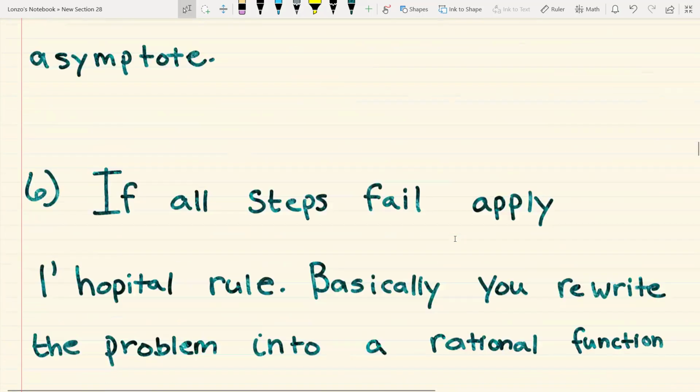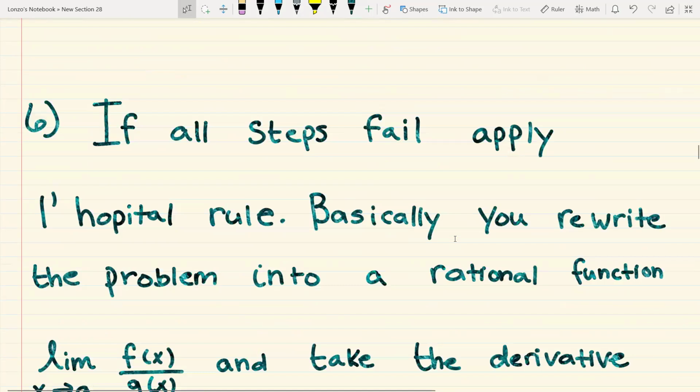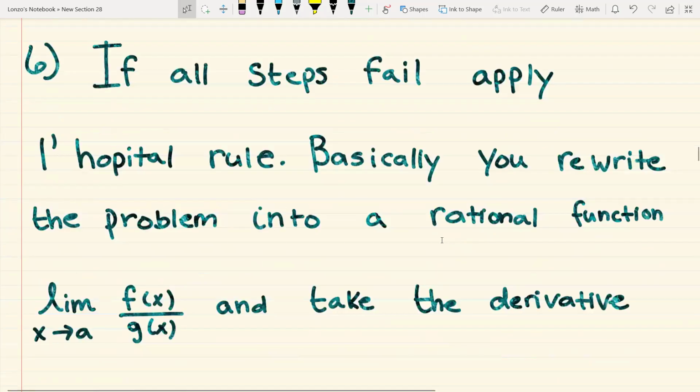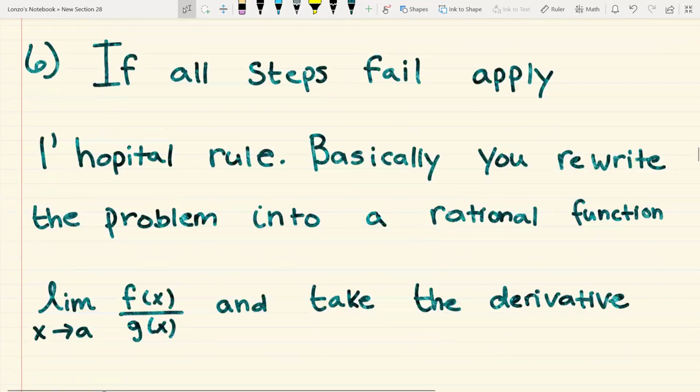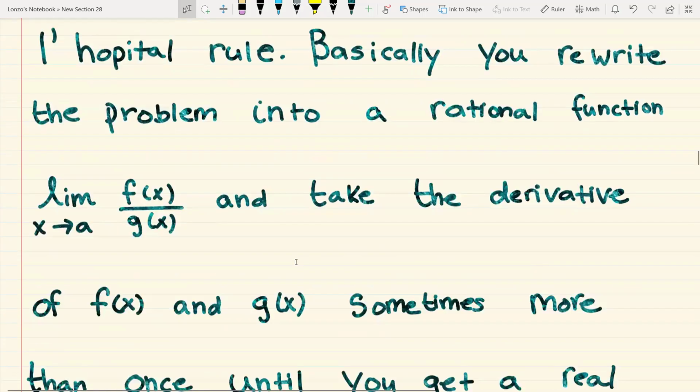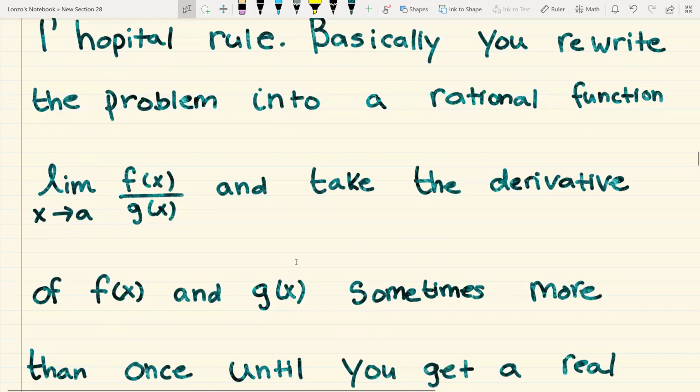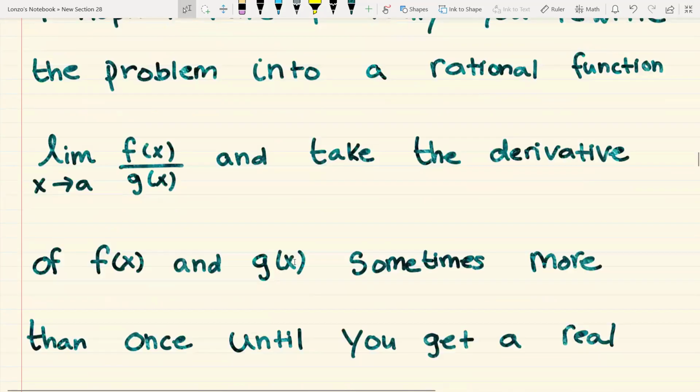Okay. And rule 6, if all steps fail, what you can do is apply L'Hopital's rule. That's basically L'Hopital. It's like the last resort. It's something you don't want to use. But if all fails, you can try L'Hopital's rule. Basically, you rewrite the problem as a rational function. So put it in the form of f of x over g of x. And then what you want to do is take the derivative of f of x and g of x, sometimes more than once.